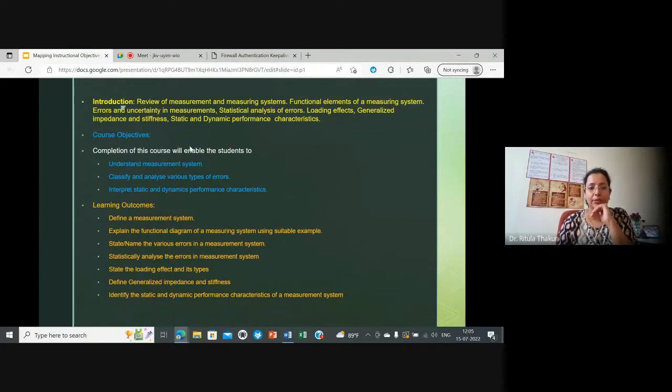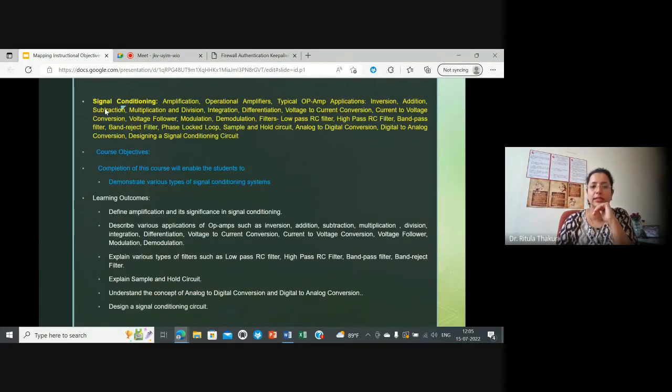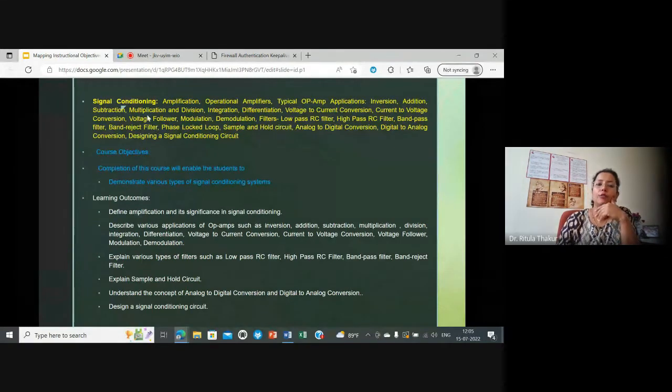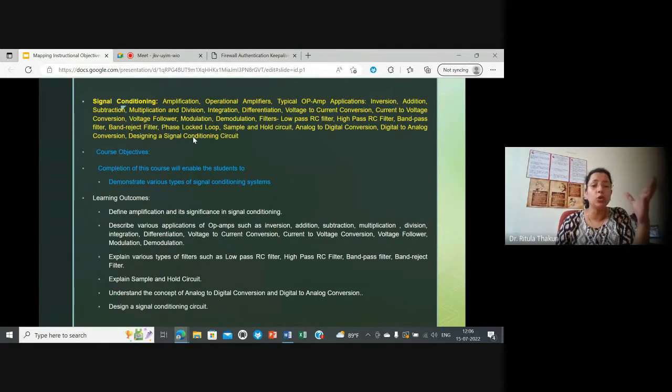Similarly, the second chapter of this subject is signal conditioning. Again, from this whole chapter, I'll not be going into technical details because it's a mixed audience, but I just want to give you an idea about how we should be writing these course objectives, and from them how we can make the learning outcomes.